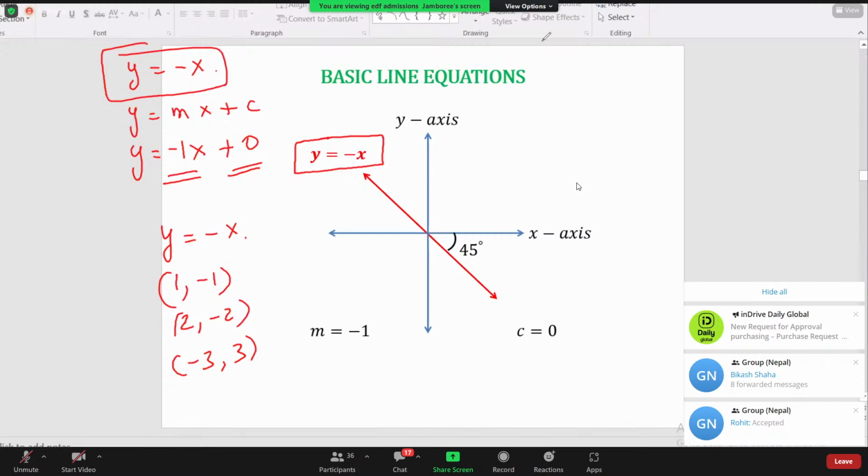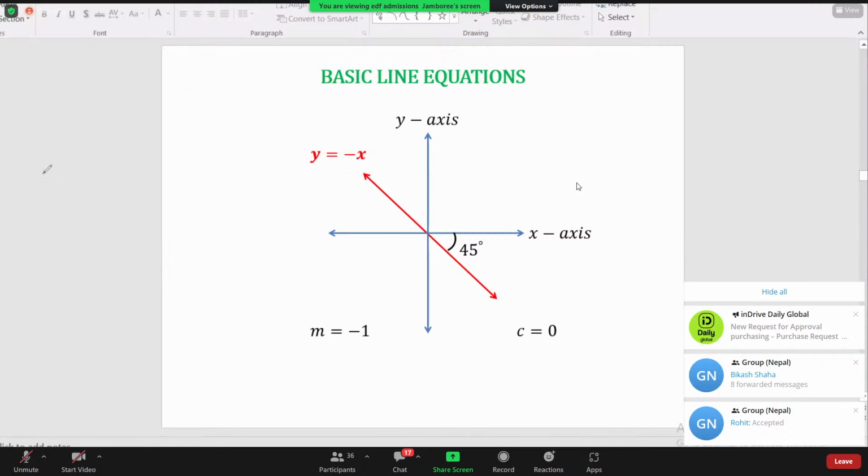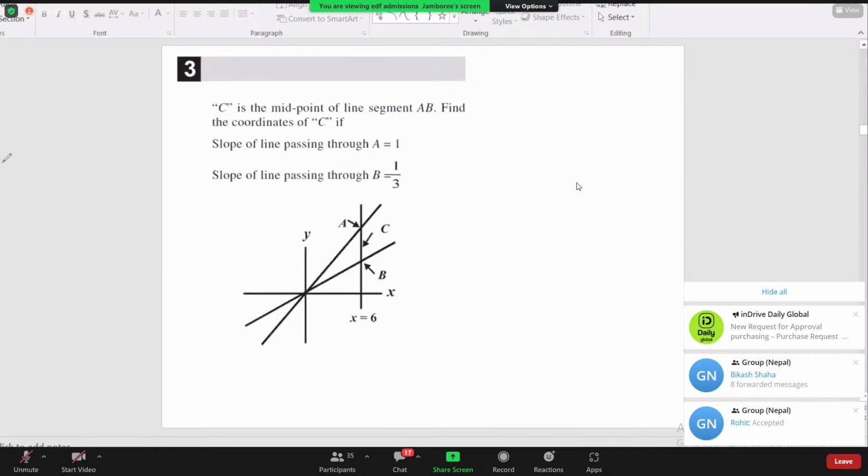Okay, so moving on. Now let us try out certain questions so that we get the confidence that what we are discussing makes sense. So here is the first question. Try it out and then we'll discuss at length. Post your answers in the chat box.